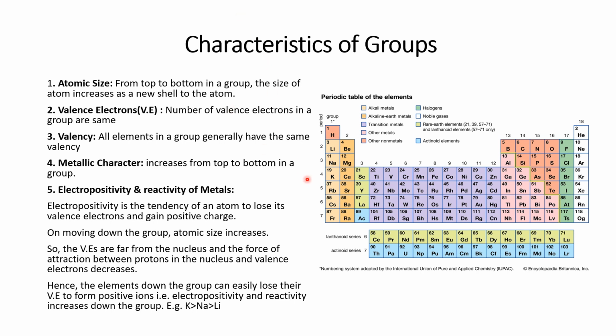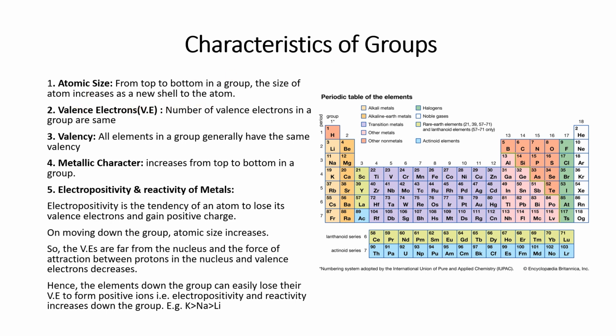You see here hydrogen and you see francium. Hydrogen has 1 shell, lithium has 2 shells, sodium has 3 shells, potassium has 4 shells, rubidium 5, cesium 6, francium 7. So atomic size will increase as a new shell is added to the atom.